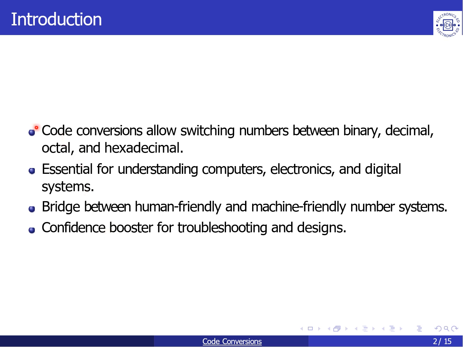Have you ever wondered how computers and humans speak different numerical languages, yet always seem to stay in sync? That's the magic of code conversions. Code conversions let us switch numbers between binary, decimal, octal, and hexadecimal systems. This skill is essential for understanding computers, electronics, and digital systems. By mastering code conversions, you're building the bridge between human-friendly and machine-friendly number systems. It's also a great confidence booster when troubleshooting problems or designing digital solutions.